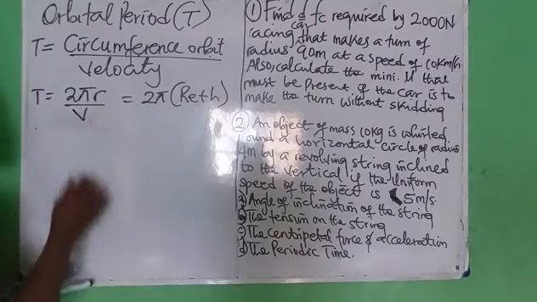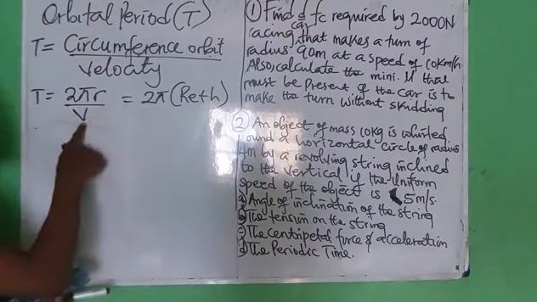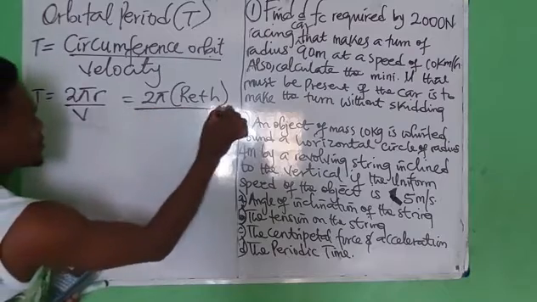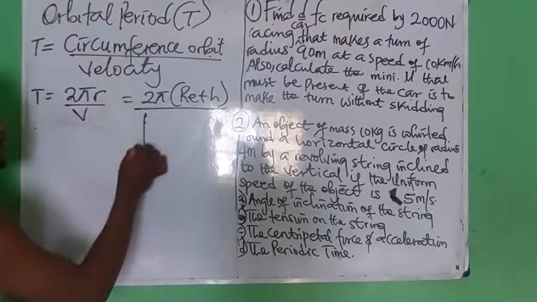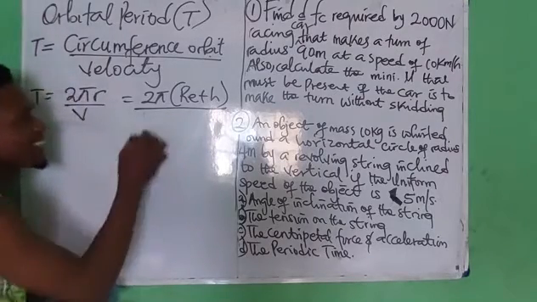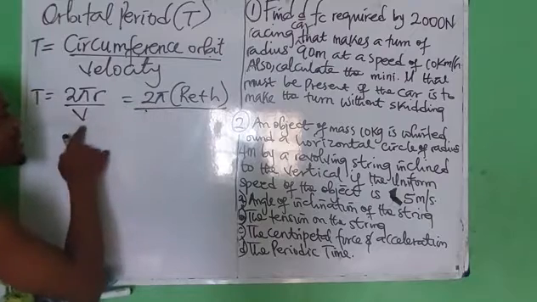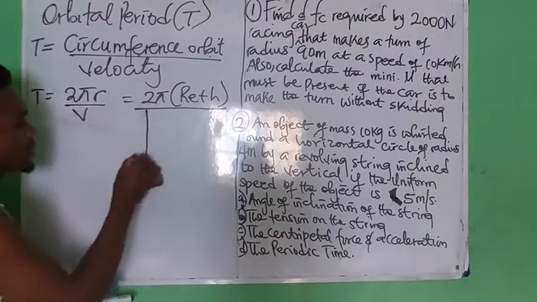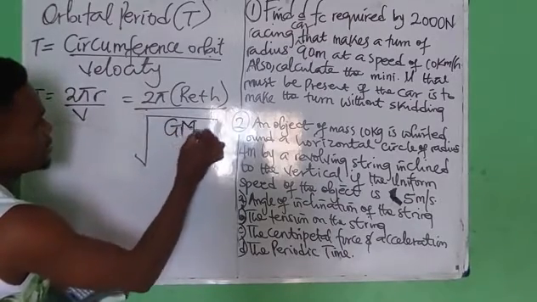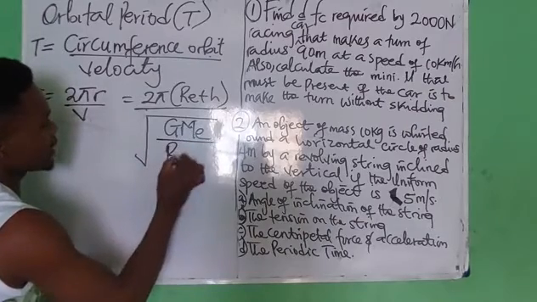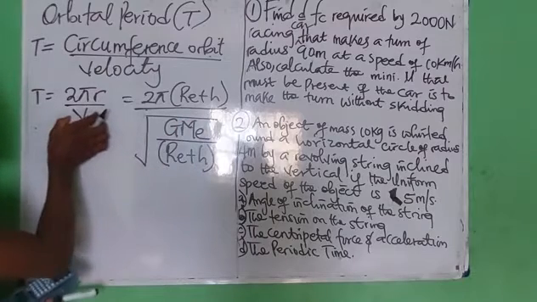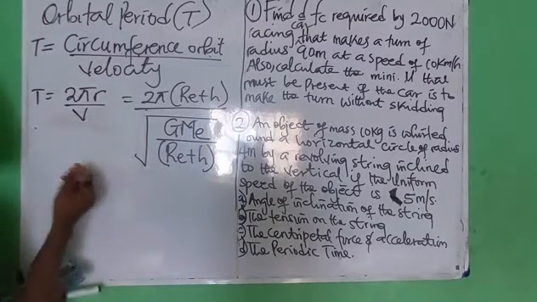And here is velocity, and this velocity I said connotes satellite velocity. I'm sorry about that. So the velocity of satellite is given as the square root of G M E over R E plus H. So this is the formula of satellite velocity.